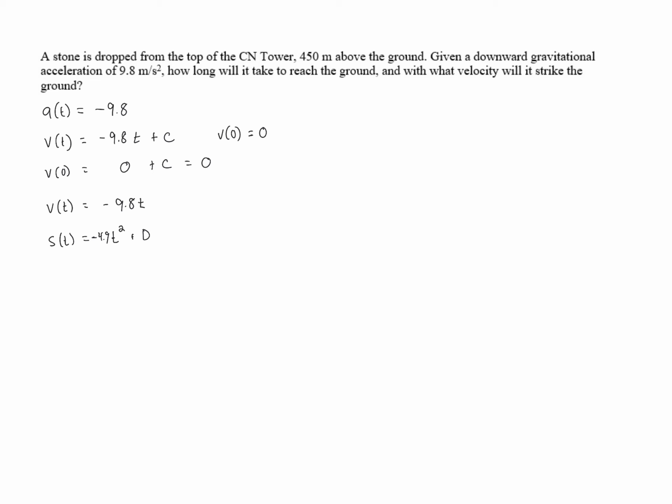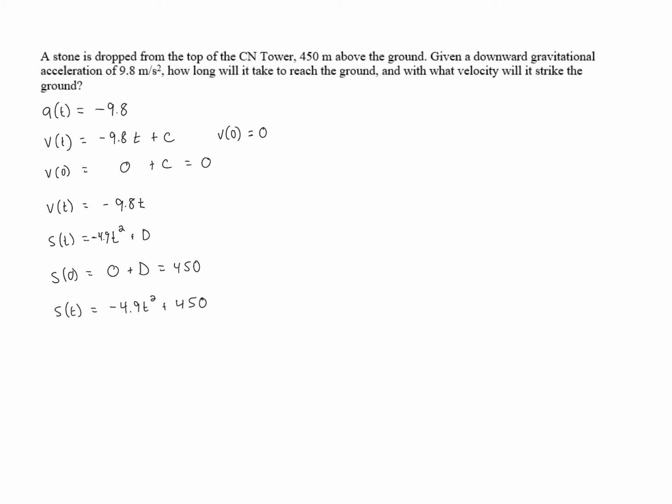We know that our initial height is at the top of the tower, which is 450. So s of 0, which is 0 plus d, is 450. That tells us that the value of d is 450. And so our position function is s of t equals negative 4.9 t squared plus 450. So we've got that far.